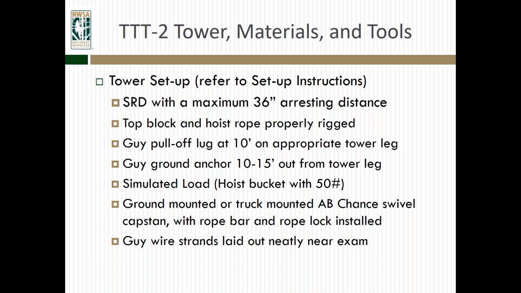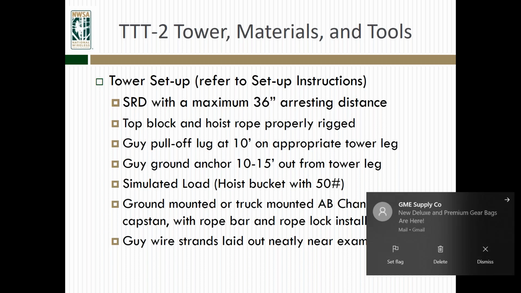Again, we require an AB Chance Series 90. It must be that type of capstan. That was determined to be the most prevalent in the industry today. And for the sake of reliability, we chose to go with that specific one. Again, it needs to have a safety rope bar as well as the rope lock installed. It needs to have both those elements to satisfy the requirements so that they can use it the same from exam to exam. And then you also need to have your guy wire strands laid out neatly near the exam.